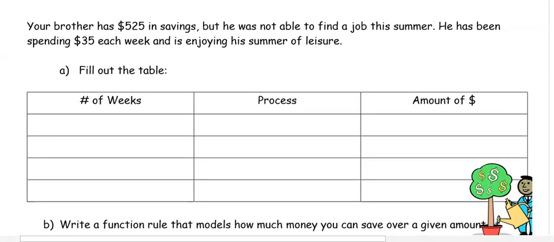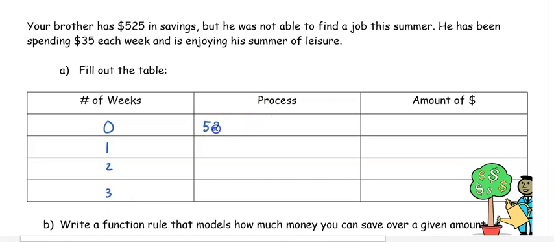Now let's look at your brother. So your brother has $525 in savings, but he was not able to find a job this summer, and he's been spending $35 per week and is enjoying his summer of leisure. So while he's relaxing all summer and spending his money, we want to figure out what's happening to his money. So at 0 weeks, 1 week, 2 weeks, and 3 weeks.